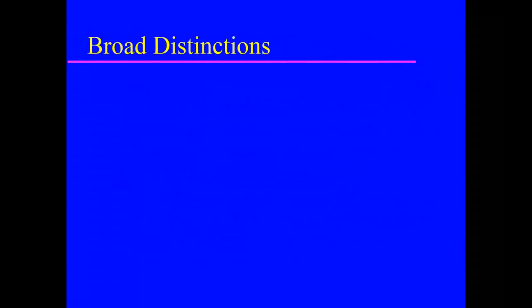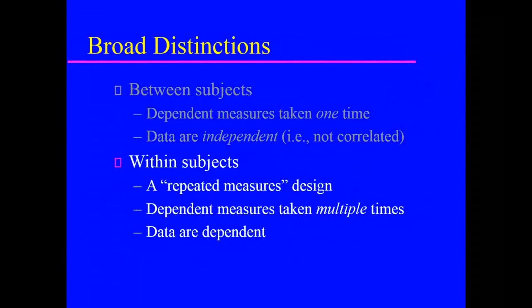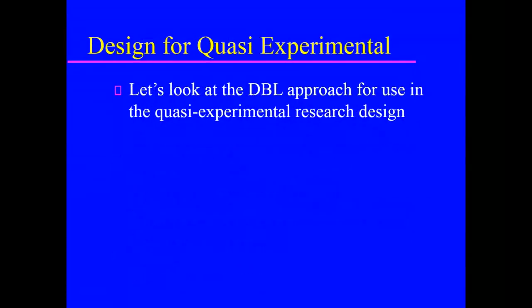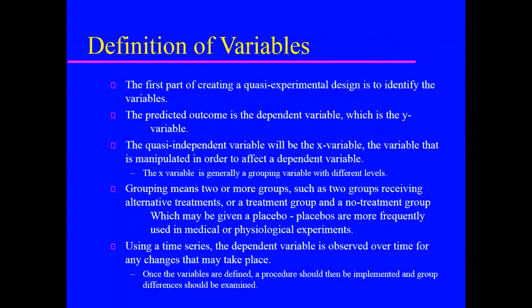So let's move to the next slide. Okay, we were here when you were talking about the definition of variable. So the first thing you have to do is identify your variables. You have to look for your Y variable, which is the dependent variable, and then your independent variable, because you want to manipulate the independent variable to impact your Y variable.